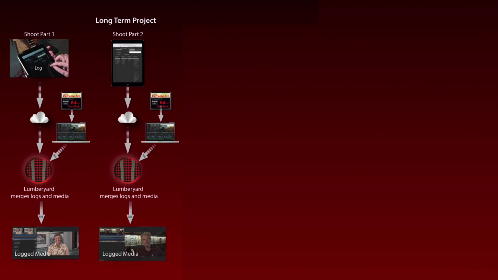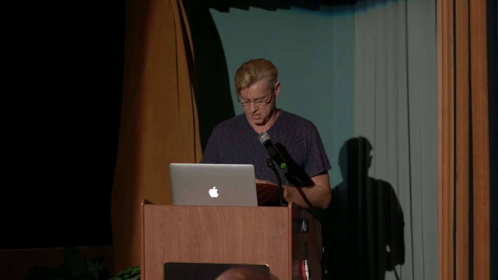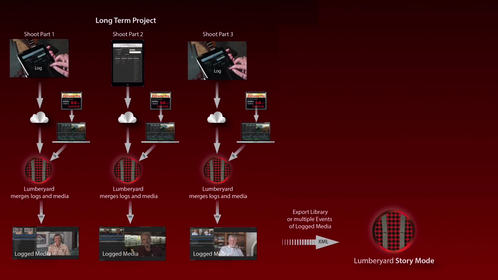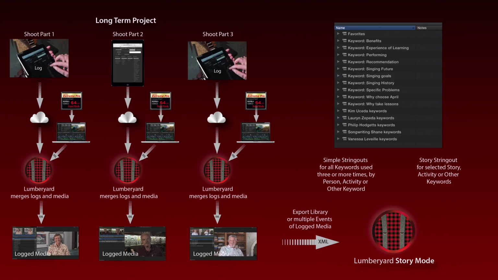So you'd have a day shoot where you log that, another day shoot where you log that, another day shoot where you log that. And what you really want at this point is the string outs, the topic-based string outs from all of those in one place, not in separate events. And so we have story mode, which takes those separate logged events, sends them back to Lumberyard in story mode, and makes our string outs for the whole of our project, whether it's 1 day or 400 days shooting.